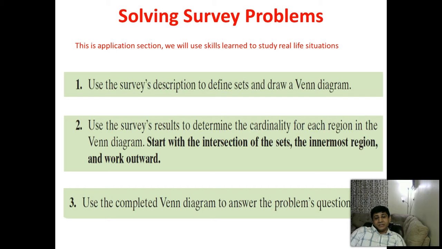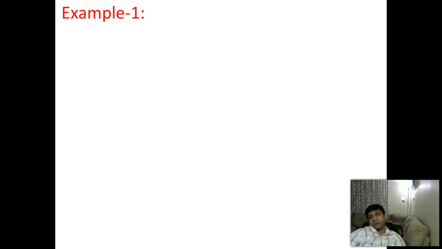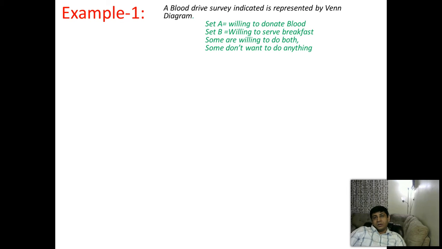In this section we will basically use examples to learn various things. We will learn how to use a Venn diagram to answer questions regarding the survey results which are not clearly visible from the survey. So let's start with our first example, which is about a blood drive.